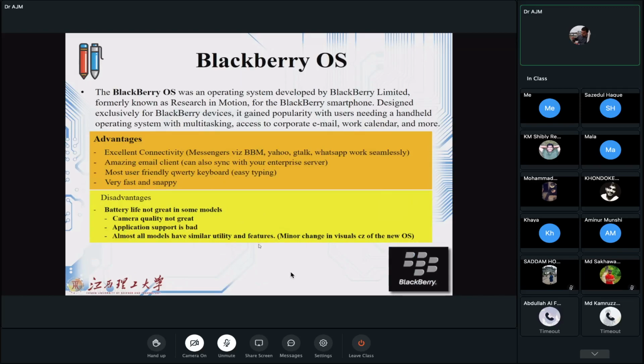Maybe some of you know the BlackBerry OS, made by BlackBerry Limited, that company. It had excellent connectivity, especially for messengers like BBM, Yahoo, GTalk, WhatsApp, and so on. Amazing email, very user-friendly, fast and snappy, but battery life was not great in some models. Camera quality was not good. Application support was bad. Almost all models have similar utility and features. You will see that this OS is also gone.